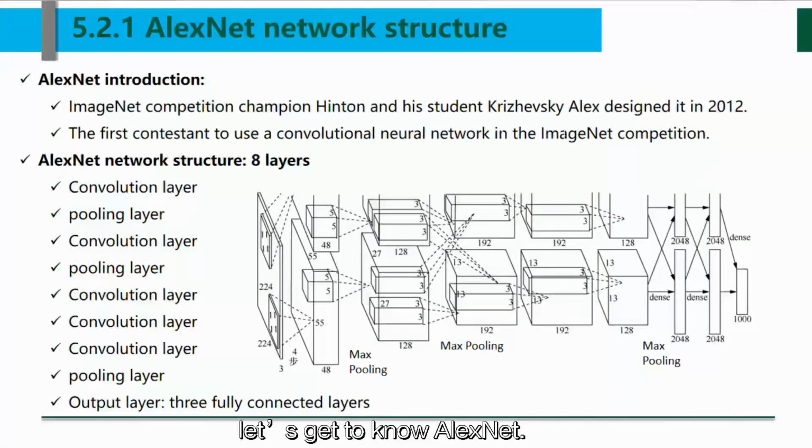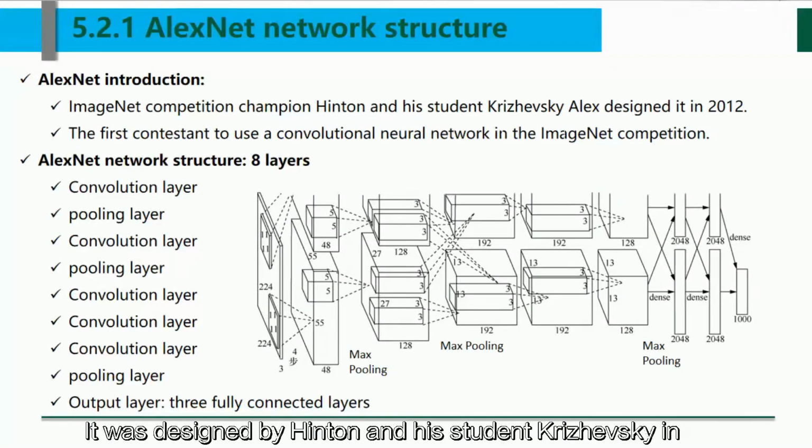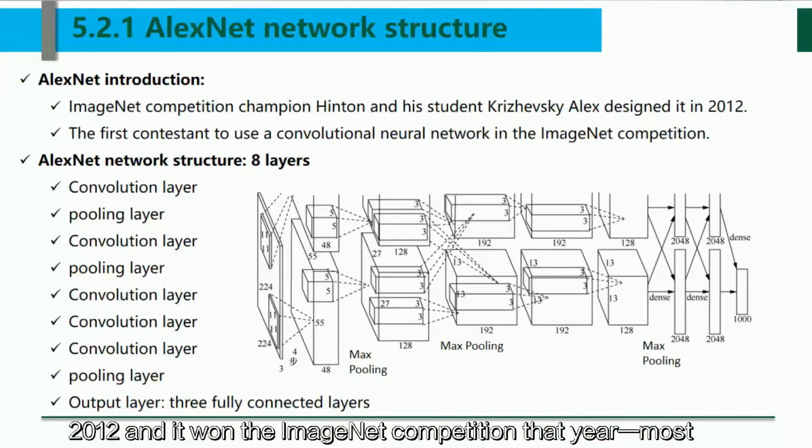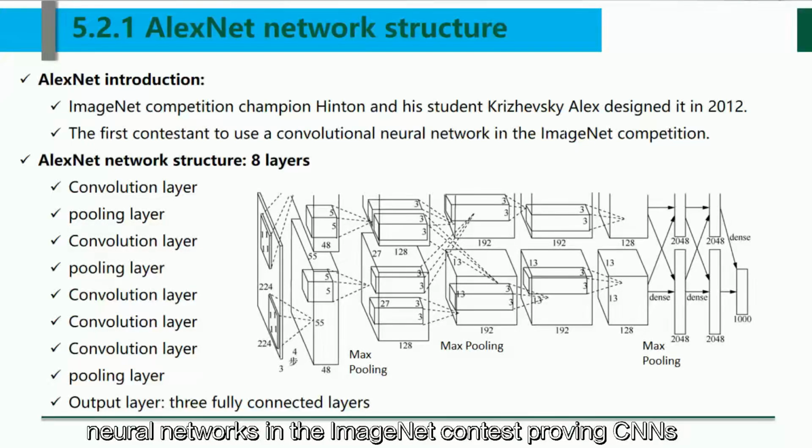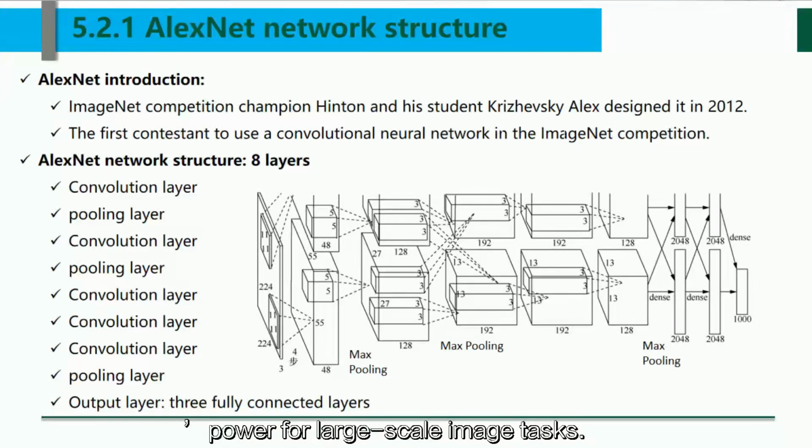First, let's get to know AlexNet. It was designed by Hinton and his student Krizhevsky in 2012, and it won the ImageNet competition that year. Most importantly, it was the first model to use convolutional neural networks in the ImageNet contest, proving CNN's power for large-scale image tasks. AlexNet has a total of 8 key layers. With a clear flow, it starts with alternating convolutional layers and pooling layers, convolution pooling, 3 consecutive convolutions, pooling, then ends with 3 fully connected layers, the output layer.